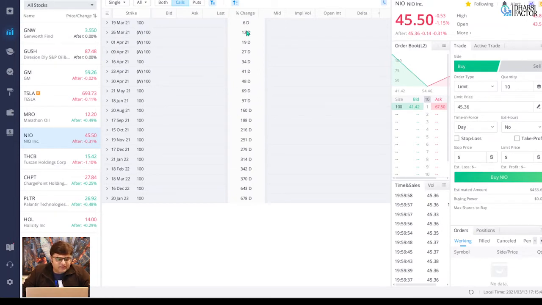Now, understanding this, I will show you how I do my calculations, because a lot of people don't know how to calculate the Greeks: delta, gamma, beta, theta, and rho.